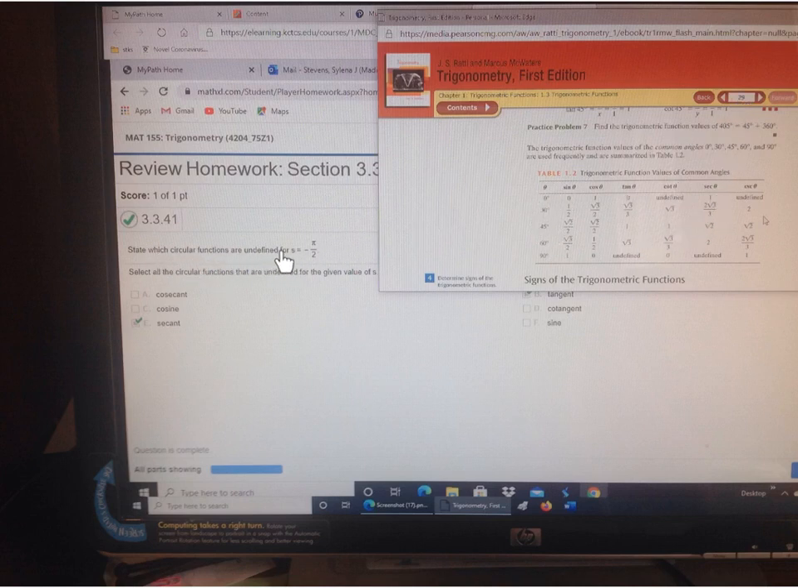State which circular functions are undefined that negative pi over 2 has. Well, if you remember, negative pi over 2, that's the same as minus 90 degrees. Converting from radians to degrees and vice versa. And so if we look here, we just look at 90 degrees. What's undefined? Well, there's two of them undefined. One of them's tangent, and one of them's secant. And you see, that's what you've got marked here.